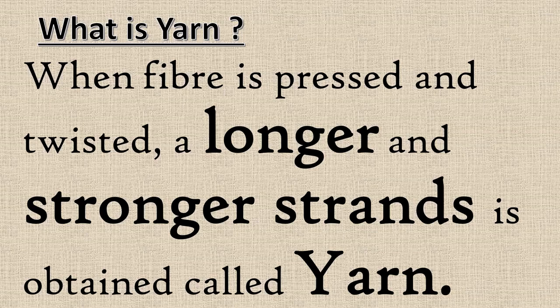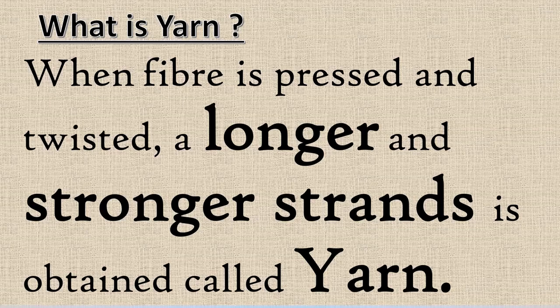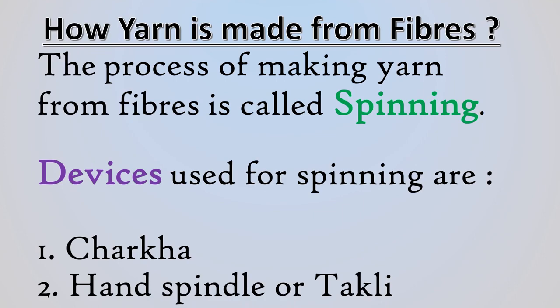Let us now first understand what is yarn. When fiber is pressed and twisted, a longer and stronger strand is obtained. That is called yarn. The next question which arises is how yarn is made from fibers. The process of making yarn from fibers is called spinning.